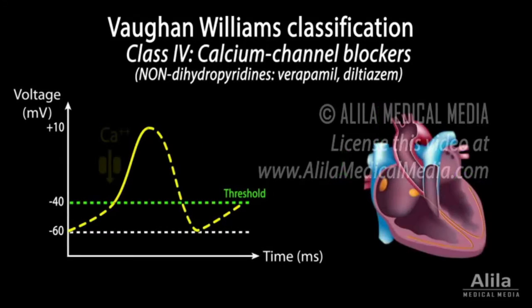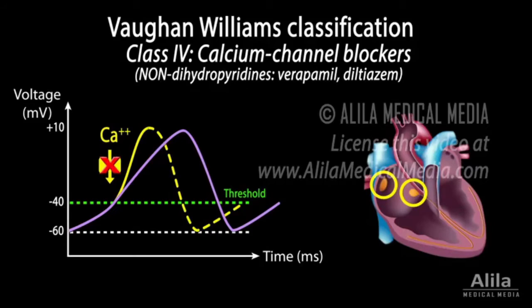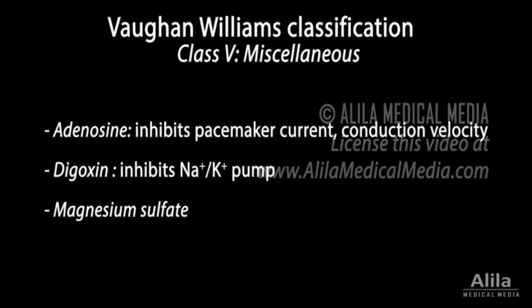Class 4, calcium channel blockers. These drugs block calcium channels that are responsible for depolarization in SA and AV nodal cells. Blocking these channels results in a lower sinus rate and slower conduction through the AV node. However, because calcium is also involved in cardiac myocyte contraction, these agents also reduce contractility of the heart and should not be used in case of systolic heart failure. Class 5 includes all drugs that act by other or unknown mechanisms.